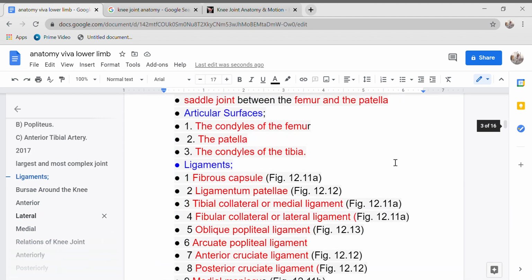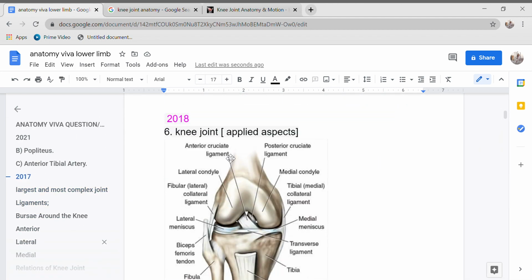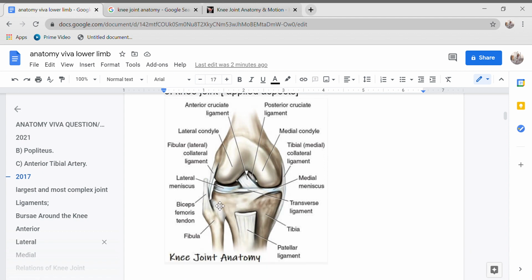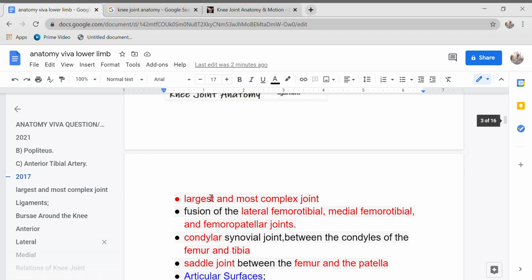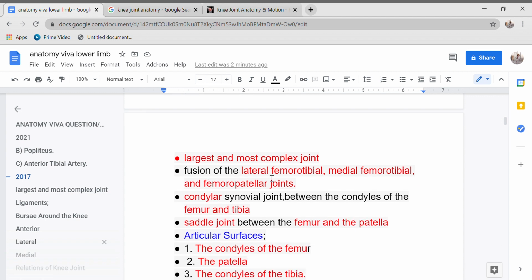This is a knee joint. I have given the image of a knee joint. You can see it. This is the medial condyle, this is the lateral condyle. You have the anterior cruciate and posterior cruciate, fibular collateral, tibial collateral, medial meniscus, lateral meniscus, biceps femoris tendon, fibula, patellar ligament, tibia, and the transverse ligament is present.